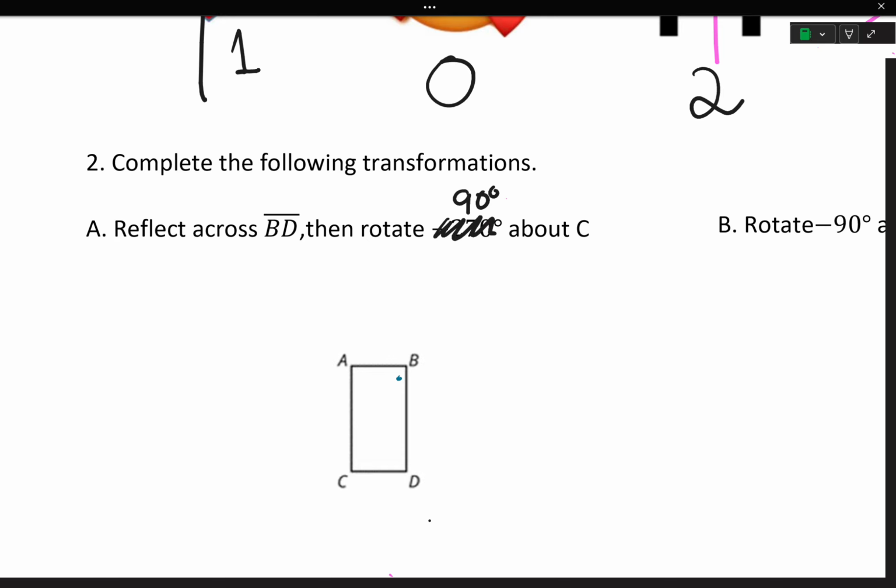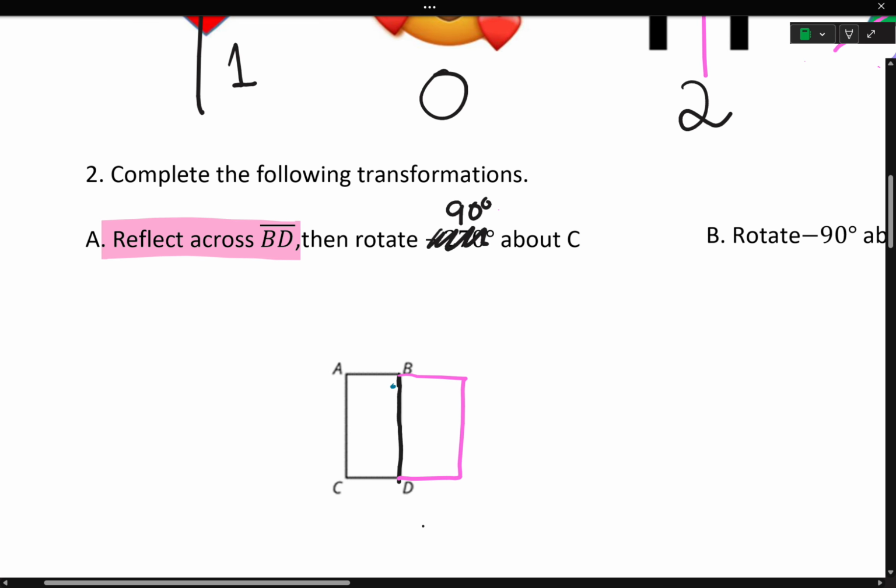Okay, letter A. We are first going to reflect across BD. Line BD, I guess I can trace it in black, is this line right here. So if I take my rectangle and I reflect it, here it is. Next, we're going to rotate it 90 degrees about point C.